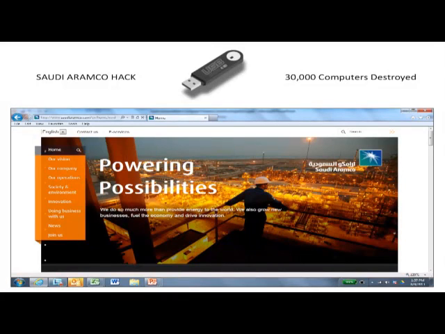The photograph here shows Aramco, the Saudi Arabian American oil company, the largest oil company in Saudi Arabia. It was hacked using one of those man-in-the-middle dongles like I showed you on the previous slide, and 30,000 computers were destroyed. We believe it's the Iranians who led the attack. It brought Aramco to its knees.